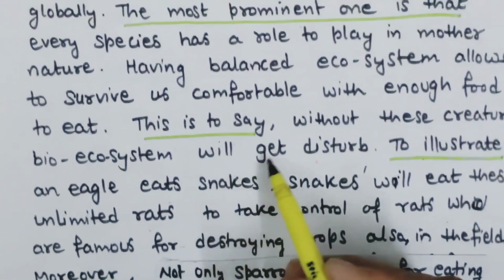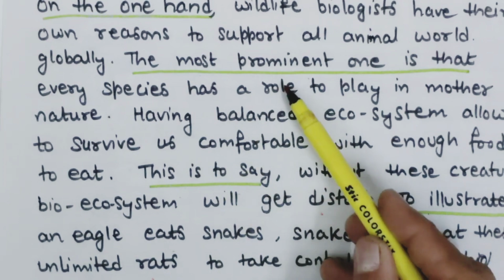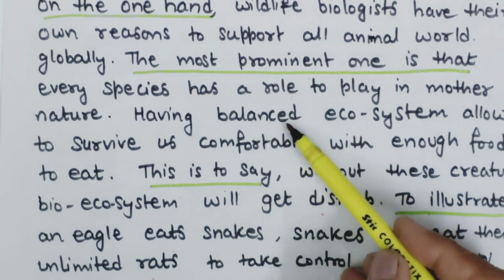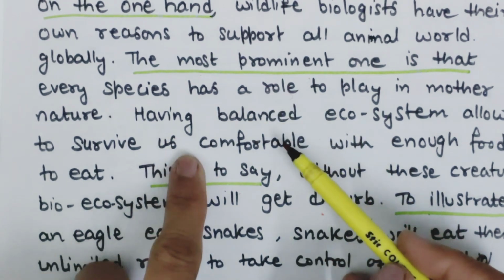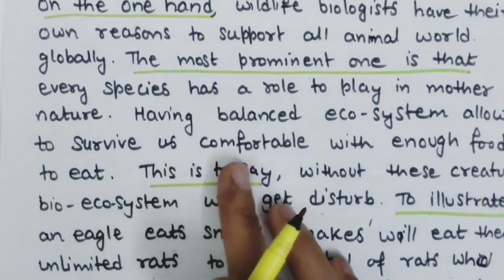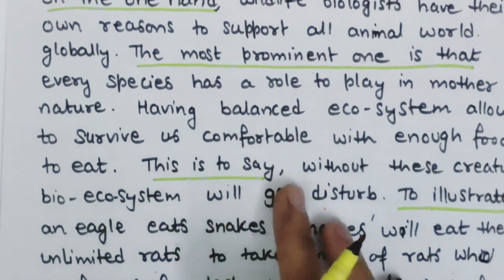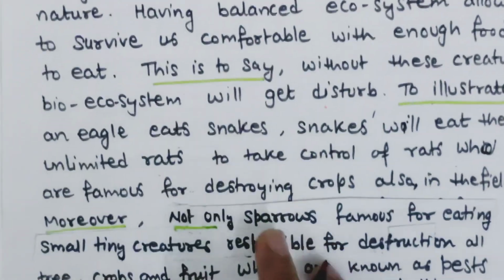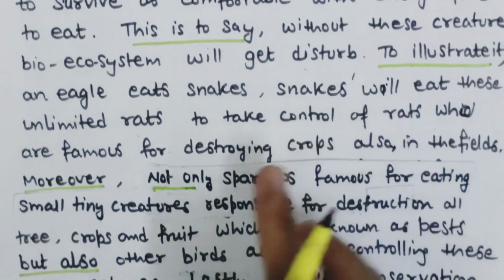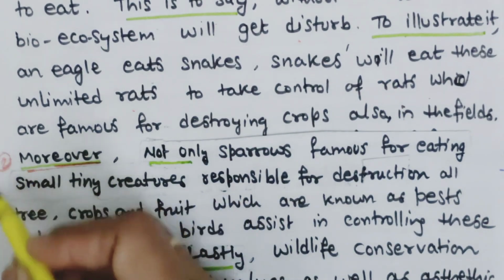Moreover, now the first point is given, and the reason, the announcement of the first point, and this is actually the result. Because of this balanced ecosystem, we can survive comfortably, and we have enough food to eat, and this is the reason. Now an example also I have given. Now second point, this is my second point.